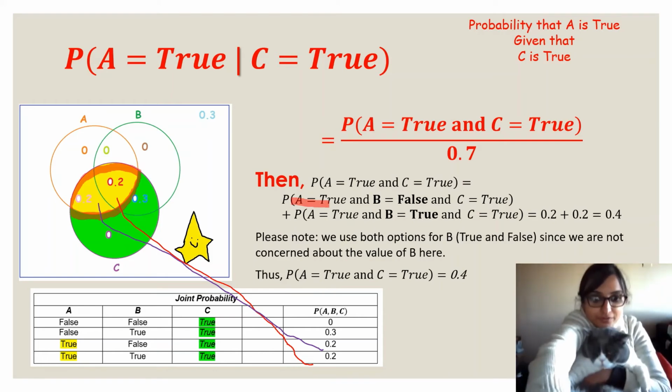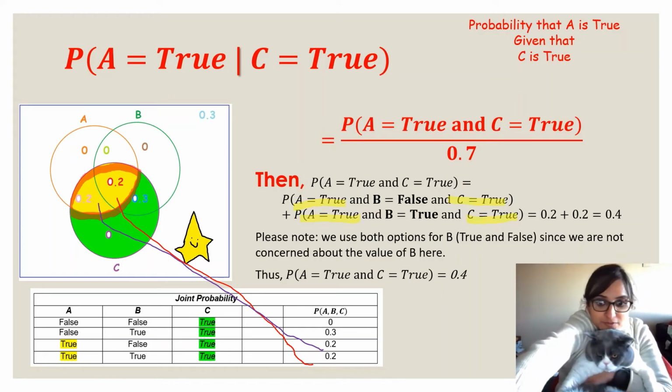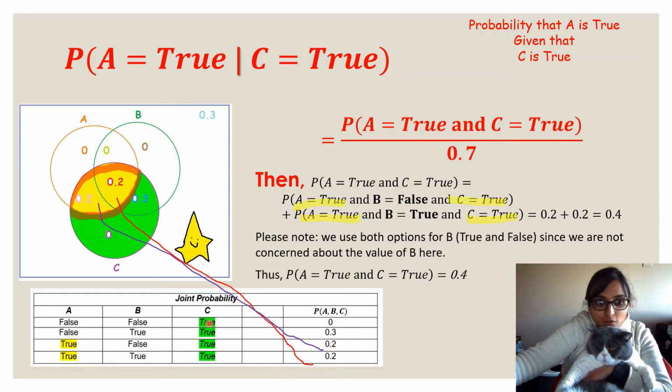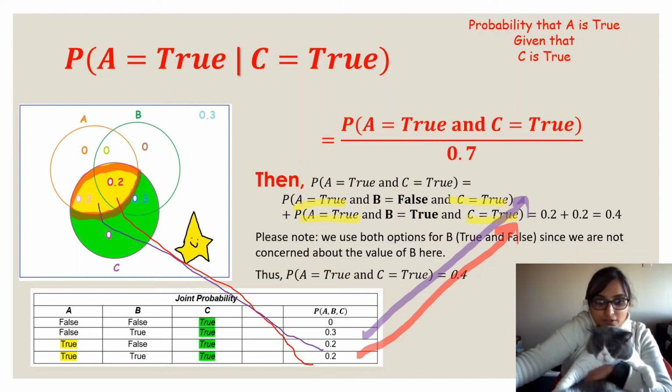Oh, wait, let me just make that in yellow. Is that A is true and C is true, and then A is true and C is true. So then all we do is we just map these probabilities here. We take this 0.2 when A is true, B is false, and C is true, and that's what this equals. This value just comes up here, and then the other value here just comes up here. So all we get is 0.2 from here plus 0.2, so that's 0.4.